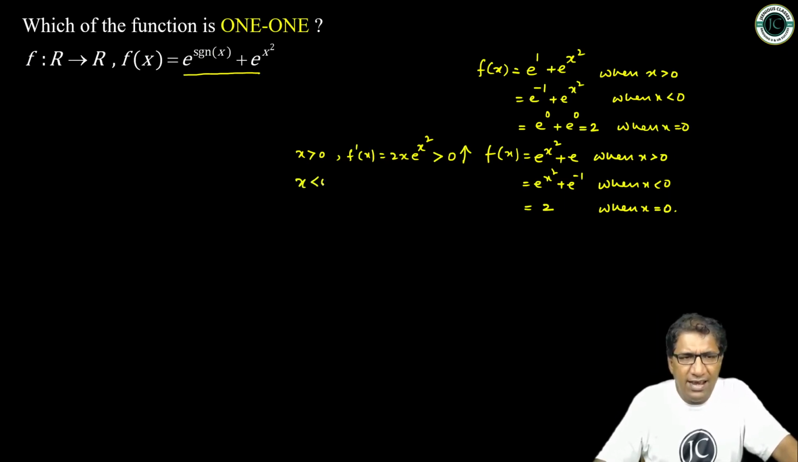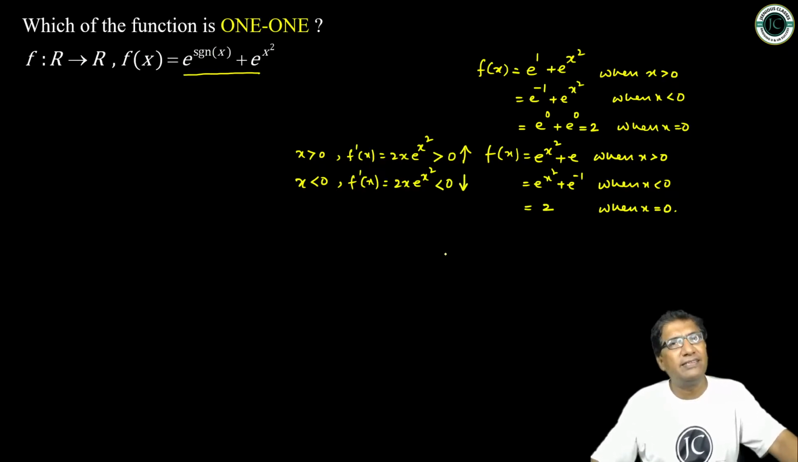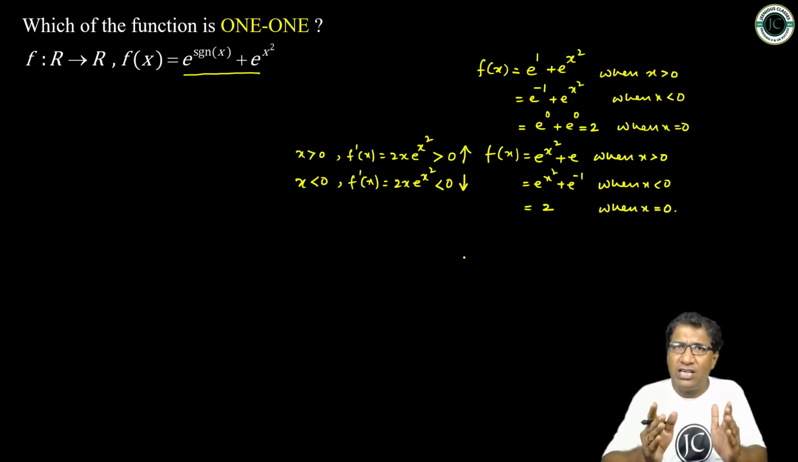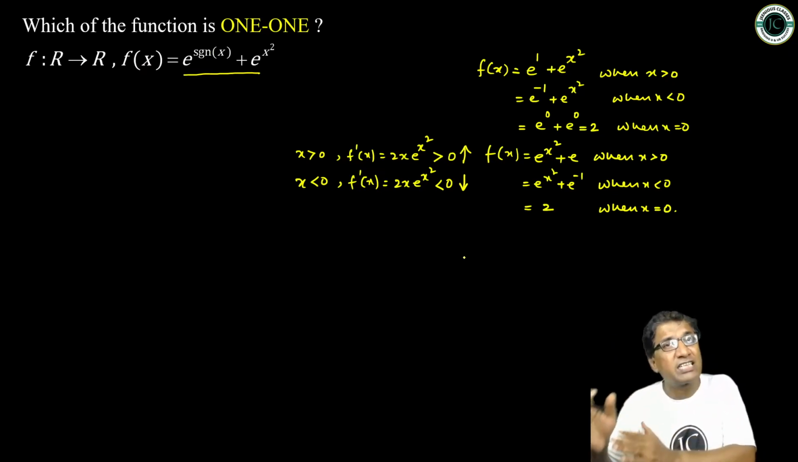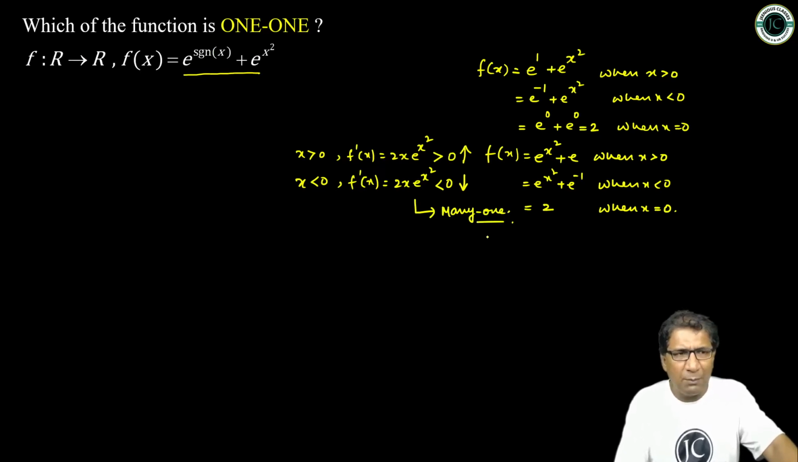Now when x is less than 0, f dash x is again 2x into e to the power x square, but x is less than 0. If x is less than 0, f dash x is also less than 0, meaning the function is a decreasing function. So what is the domain here? x belongs to any real value. So in the given domain, the function is increasing somewhere and decreasing somewhere. Therefore, the function is a many-one function. Is it clear to all of you? Okay, let us take another problem.